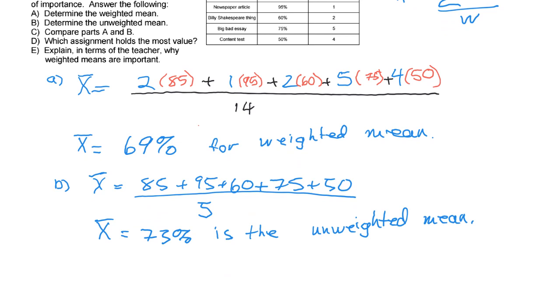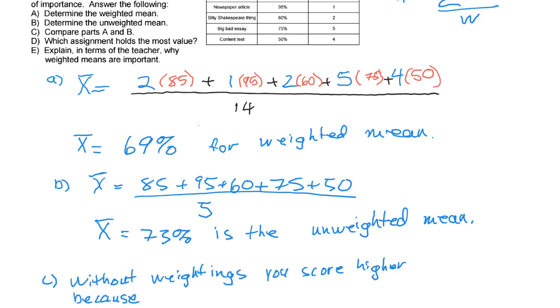So now let's compare the results of A and B. For part C, comparing the weightings, it says here that you'd score higher because you did well on the tasks with less importance in this case.